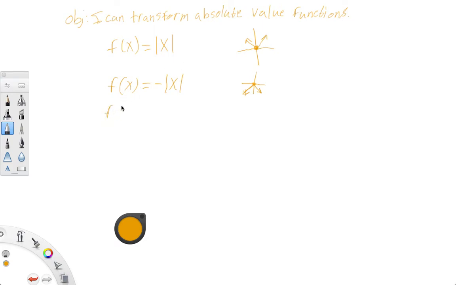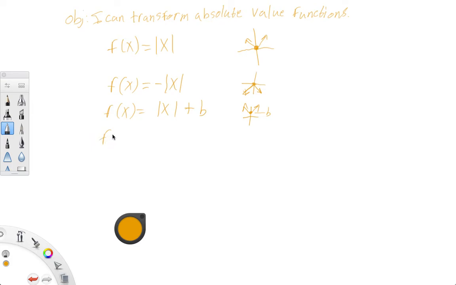If we have something like this, f of x equals, and we'll go back to our positive absolute value of x, and we just add some number b, remember that's from our y-intercept, then our graph will look something like this. And that point right there is b. Okay? And so that's adding a b. If we subtracted a b, we would move it down here. If it's positive, it's still going to be going up. If it were negative, then it would be going down.